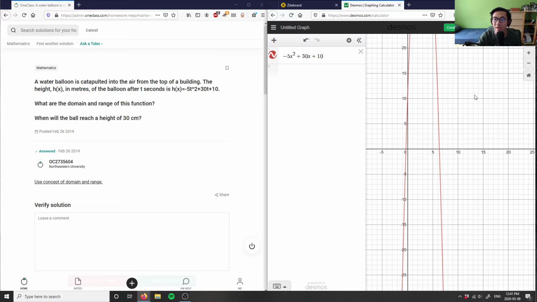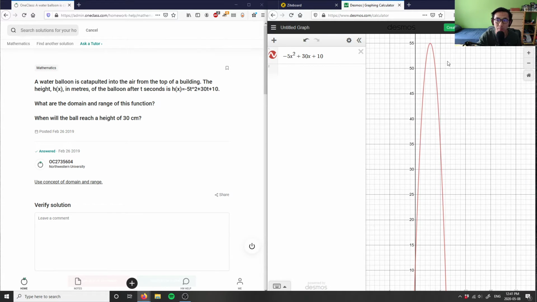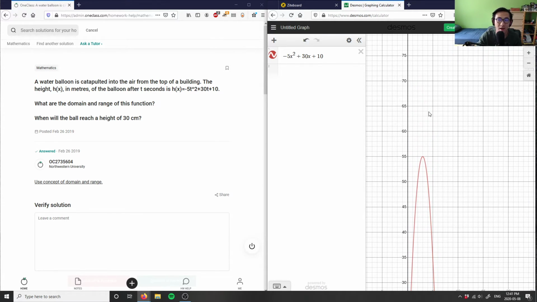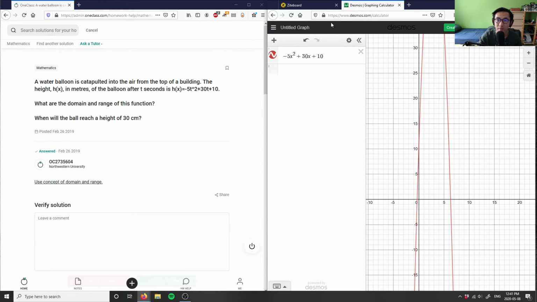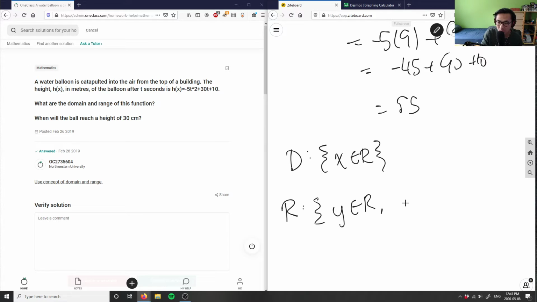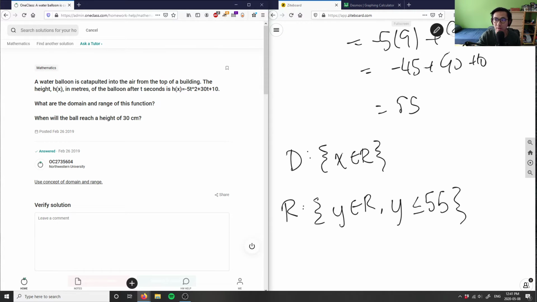But the range here, again, y belongs to a set of real numbers. And here I have this vertex. This vertex is so important because above this vertex, I don't have the function anymore. So y has to be either at 55 or below 55, right? So you can say y has to be less than or equal to 55. So this here is my range for this function. So that was part A.